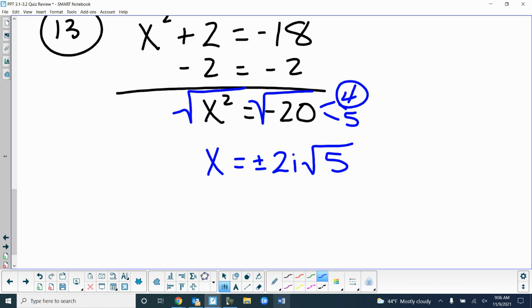What's the point of a plus and minus? What's that do? There are 2 answers. Positive 2i radical 5 works, and negative 2i radical 5 works if I plug it into the original problem. Thank you. That makes sense. Are the square roots the only problems that we're going to do? Yeah, when you square root both sides.